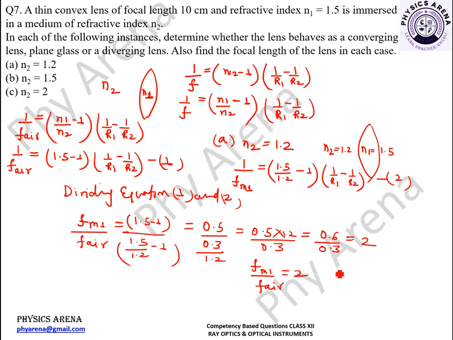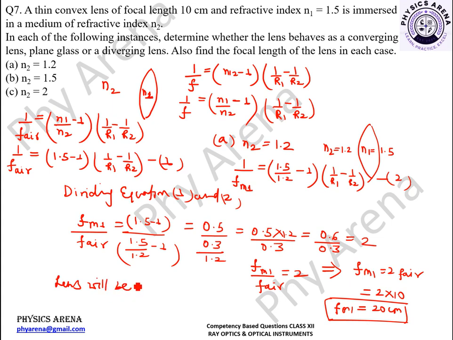So from here I can find out the focal length in the medium. Focal length in medium 1 will be 2 times the focal length in air, and focal length in air is plus 10 centimeter. So in the medium, it will become 2 multiplied by 10, that is equal to 20 centimeter. This is the value of focal length in medium 1 when the refractive index outside is 1.2. Since the focal length is positive, I can say that the lens will behave as converging. For a converging lens, the focal length is positive.